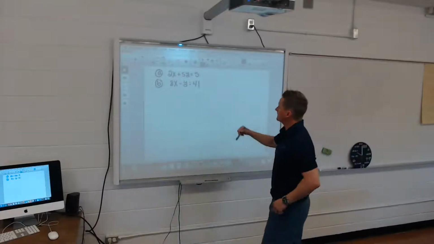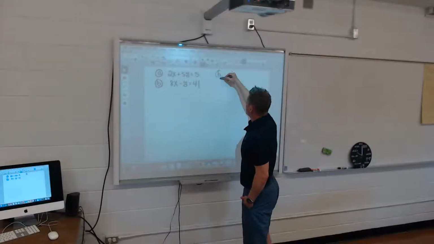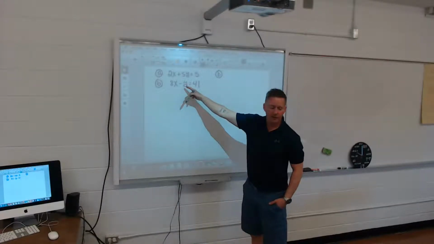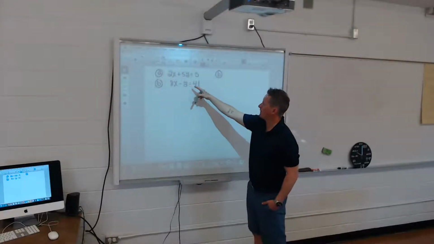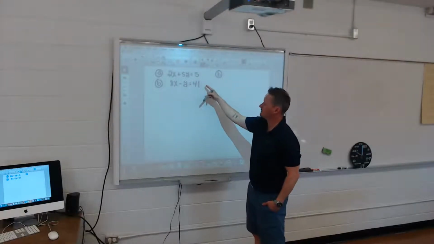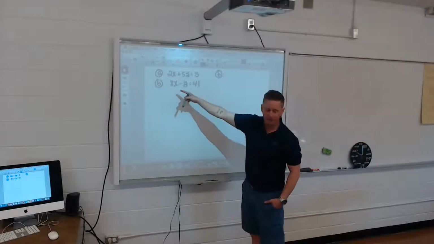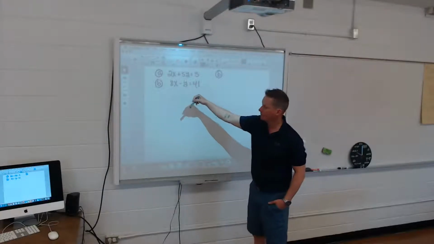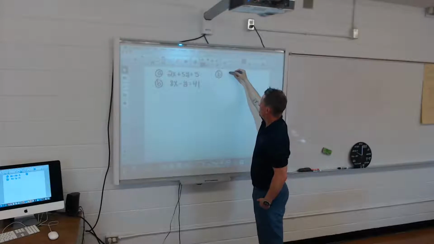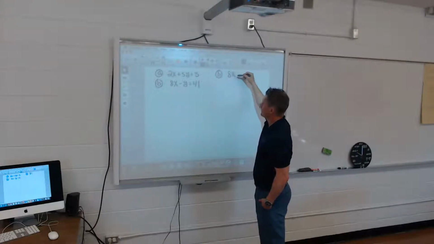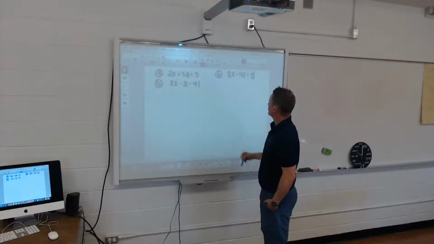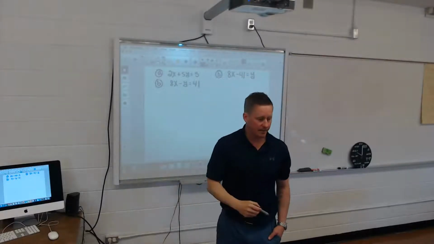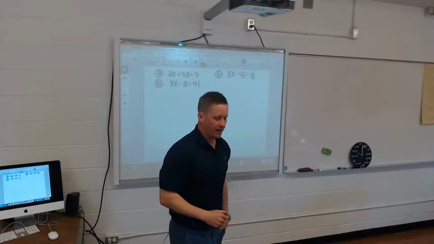So looking at this, I noticed that B has a -1 in front of the y here. So I'm going to arrange this a little bit different. I'm going to add the y to this side and subtract 41 to that side. So I'm going to end up with 8x minus 41 equals y. So now I've isolated my y variable, right?